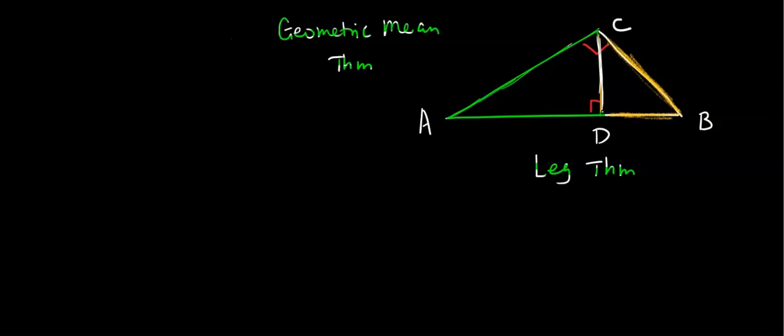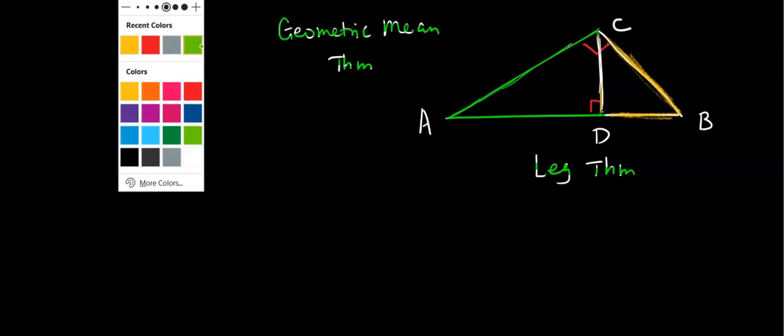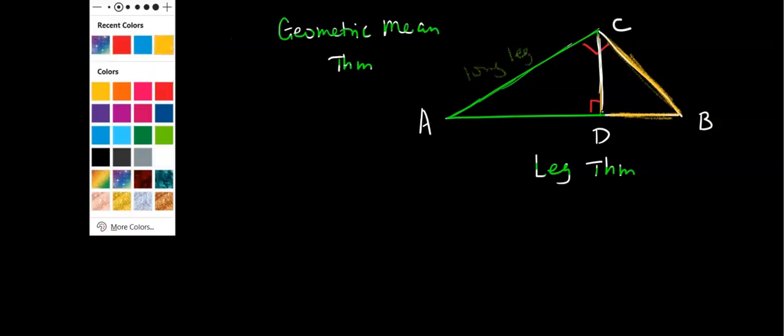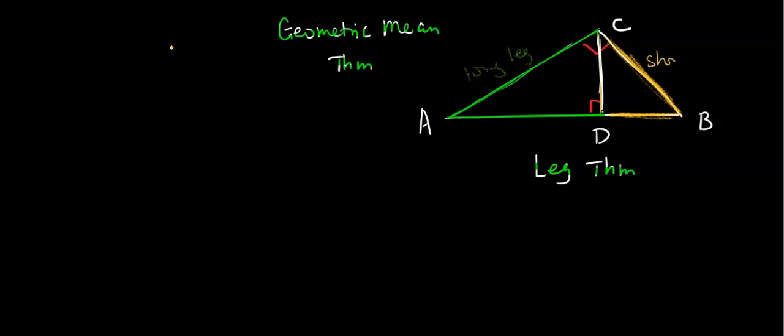Because AC is the long leg. So I'm going to write down, this is my long leg, in very light pencil writing. And AD, the one I just colored green, is this long leg's projection. Therefore, I want both of them to have the same color. BC is the shorter leg. Let me use a better ink for you, that's a shorter leg.